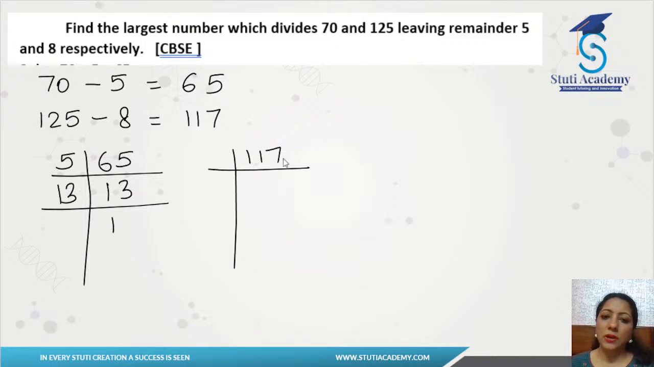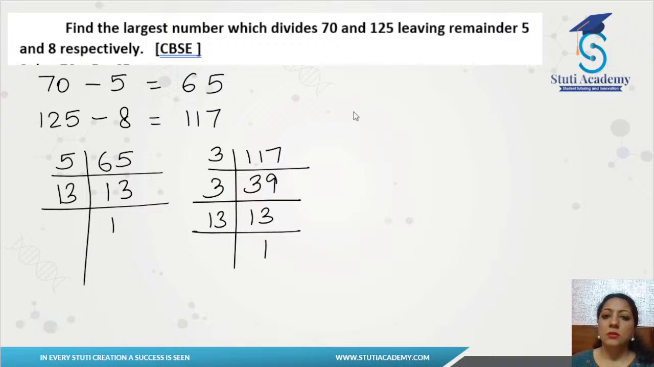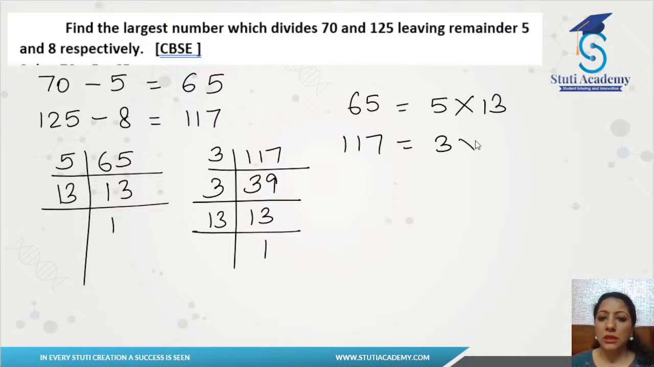Now, let's take this 117. This will go by 3. We'll get 39 here. 39 is divisible by 3. We're going to get 13 here and this is divisible by itself. So now 65 is equal to 5 into 13. 117 is equal to 3 into 3 into 13.